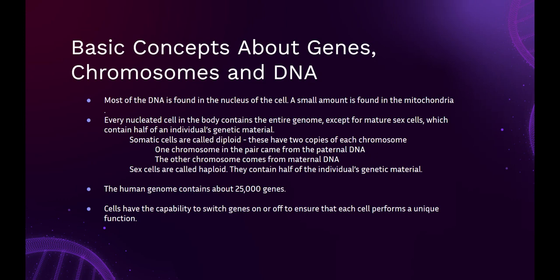Go figure. Cells have the capacity to switch genes on or off to ensure that each cell performs a unique function. A cell that is part of the nerve of your foot is always going to act like that kind of cell. It's never going to act like a bone cell or a cardiac muscle cell. It's always going to act like a neuron in your foot.